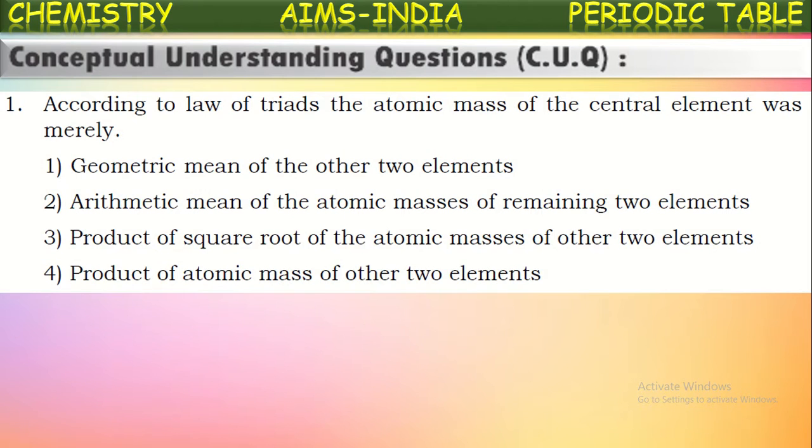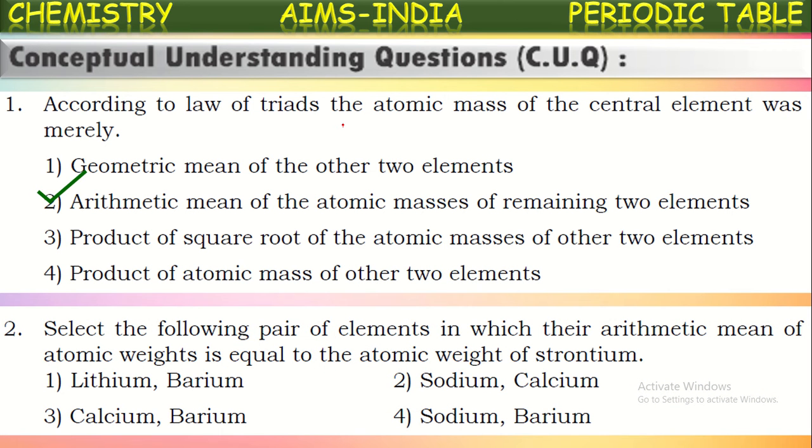See the first one. According to law of triads, the atomic mass of the central element was nearly or merely dash. Yes, according to Dobereiner's law of triads, the set of three elements are called triads. If these three elements are written in increasing order of their atomic weights, then the atomic weight of the central element will be equal or merely equal to the arithmetic mean of the atomic mass of the first and third elements. Here, the second one: arithmetic mean of the atomic masses of the remaining two elements.